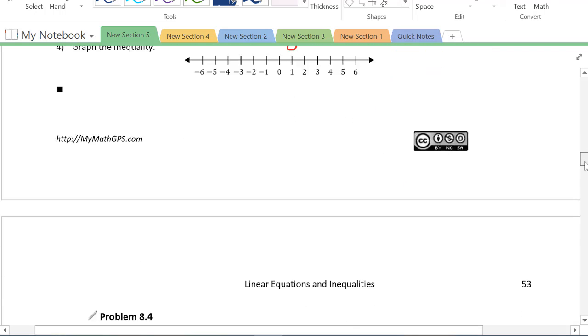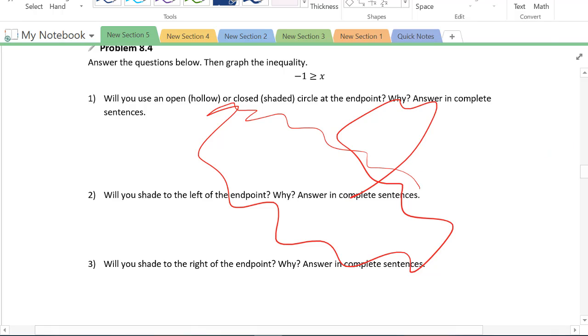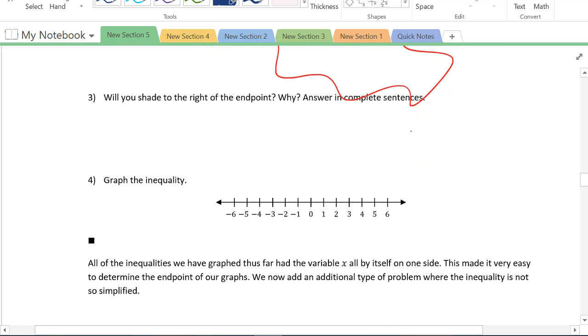All right, let's look at another one. Again, you can skip all this mumbo jumbo here. If you have time, you can read it, but let's just go straight to the problem. So we're just going to focus on this one here. It's -1 greater than or equal to x.